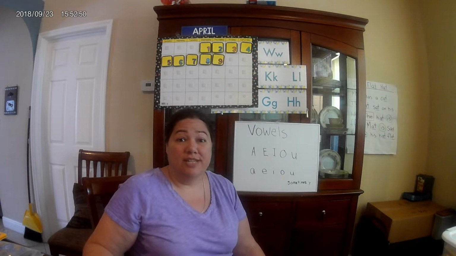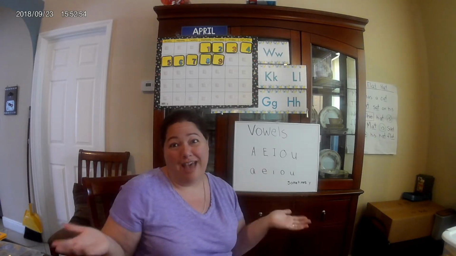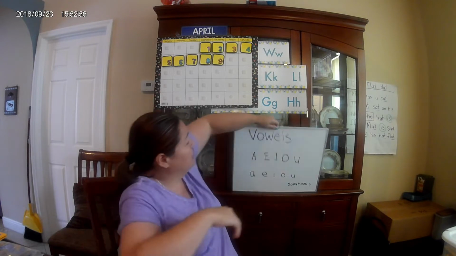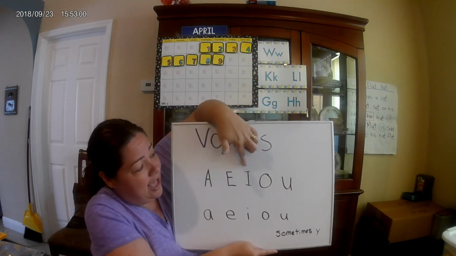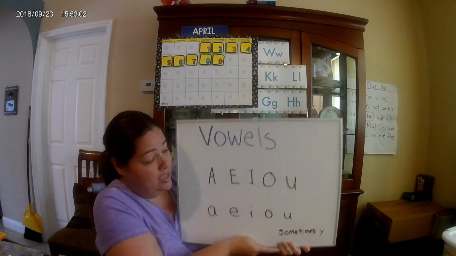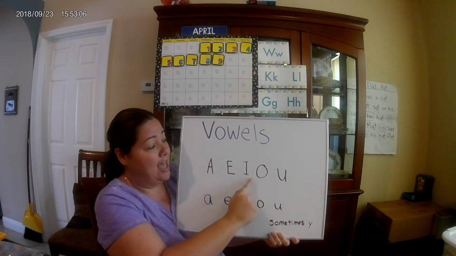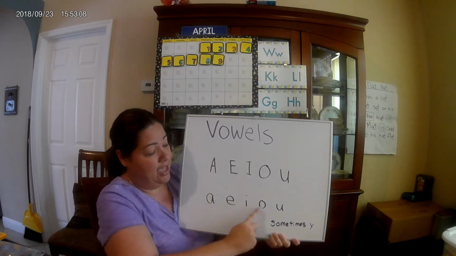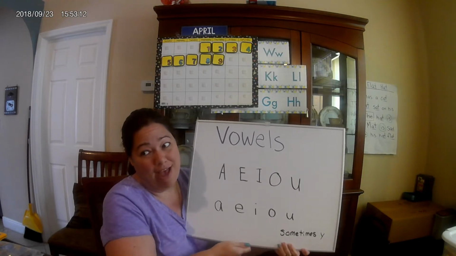All right, so today we're going to be learning about vowels. So what are vowels? Well, if you take a look here, vowels are A, E, I, O, and U. I have it in capital letters and in lowercase letters. A, E, I, O, U. Sometimes Y can act as a vowel as well.